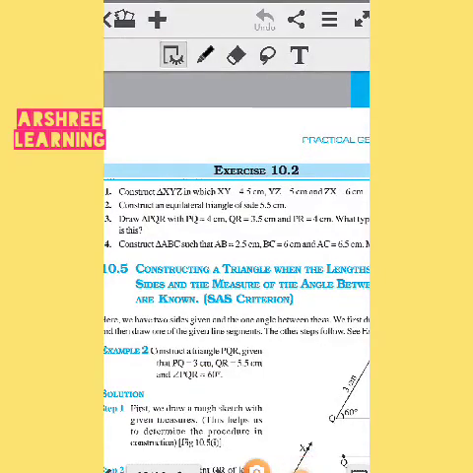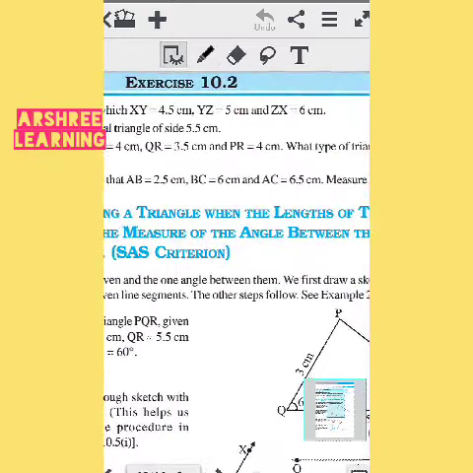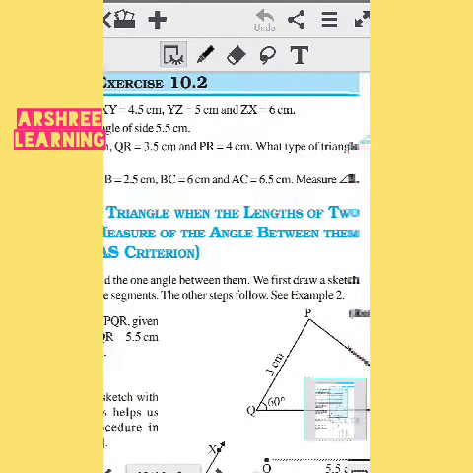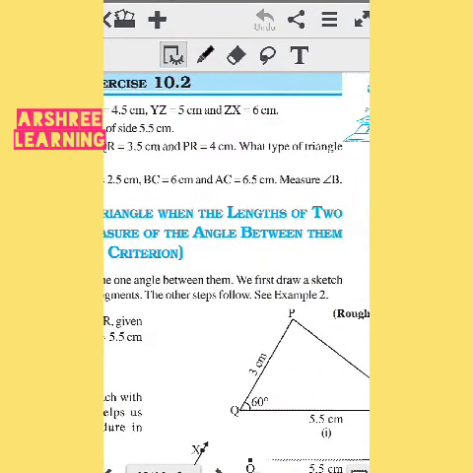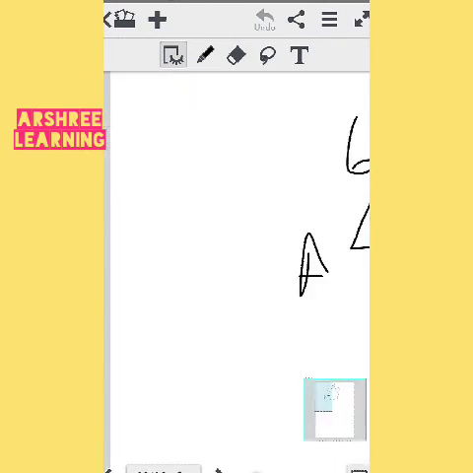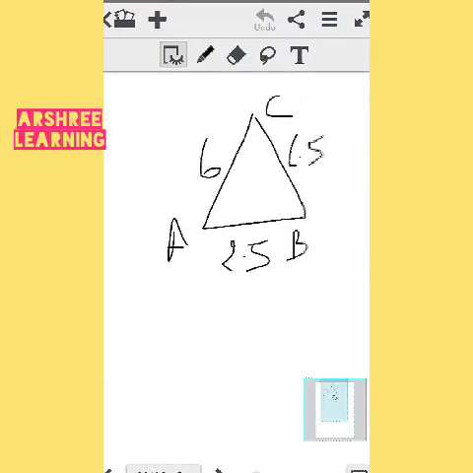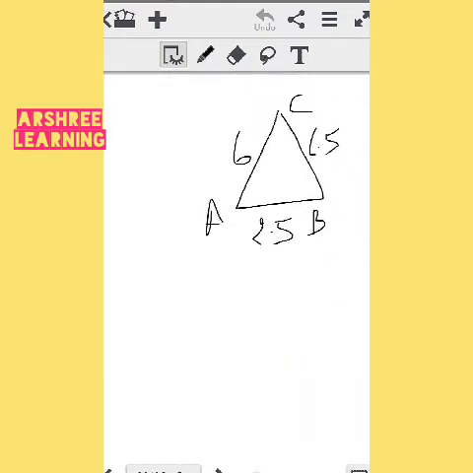Exercise 10.2, question number 4. Construct a triangle ABC in which AB, BC and CA are given and you have to measure one angle. So first, in question number 4, you will draw a rough figure. The rough figure I have drawn here, where AB, BC, CA are labeled. This figure is also the same as question number 1.